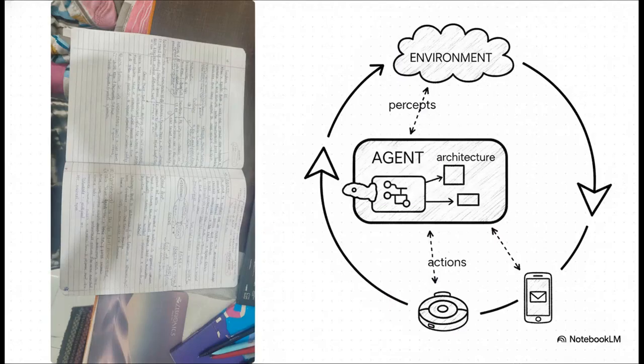And this creates a brilliant, unbroken loop. The environment throws out percepts, which the agent takes in. Inside, a program processes all that data to make a decision, and then executes actions back onto the environment. Whether we're talking about a robotic vacuum navigating your living room or a digital assistant filtering out your spam emails, this loop is constantly running in the background.